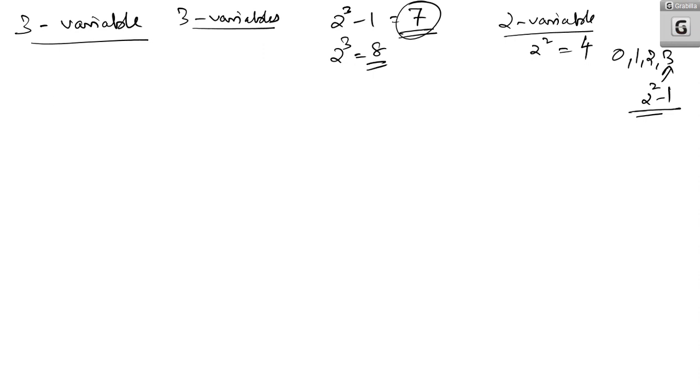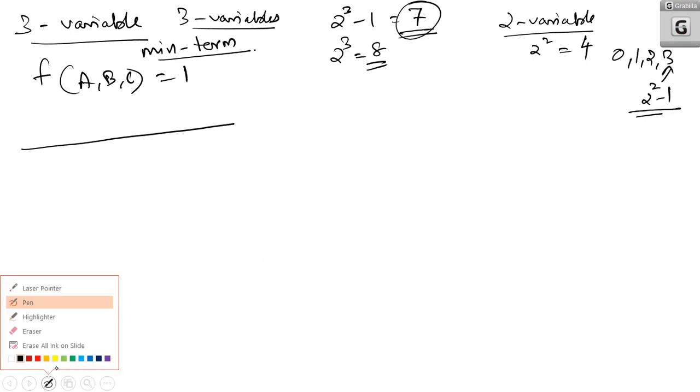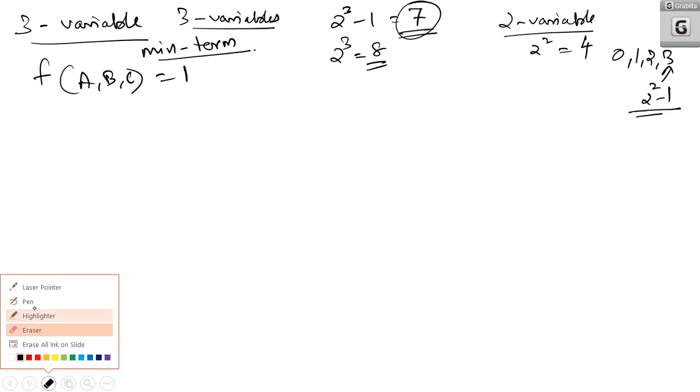Now, coming to the three variable K-map, initially I am going with the min term. Say, f of A, B, C is equal to 1 for a function. Now, first of all, let me write the truth table.